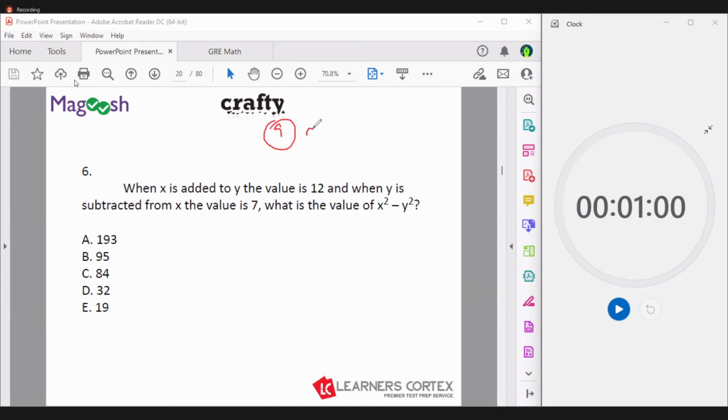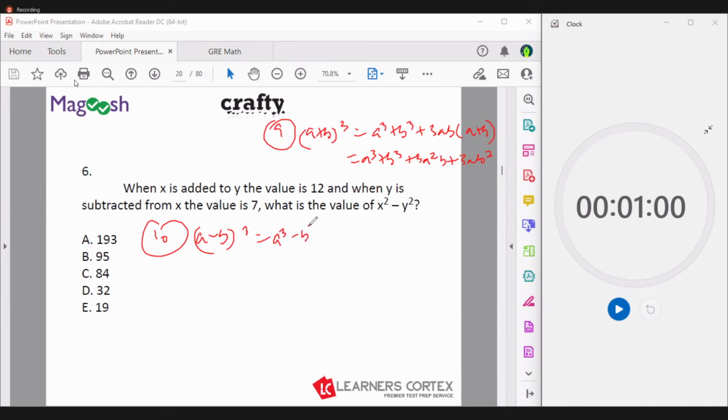Then there is a plus b whole cube, which is a cube plus b cube plus 3ab times a plus b. Also it can be written as a cube plus b cube plus 3a square b plus 3ab square. Then there is a minus b cube, which is a cube minus b cube minus 3 times ab times a minus b, which can also be written as this. So these are mostly all of the formulas.